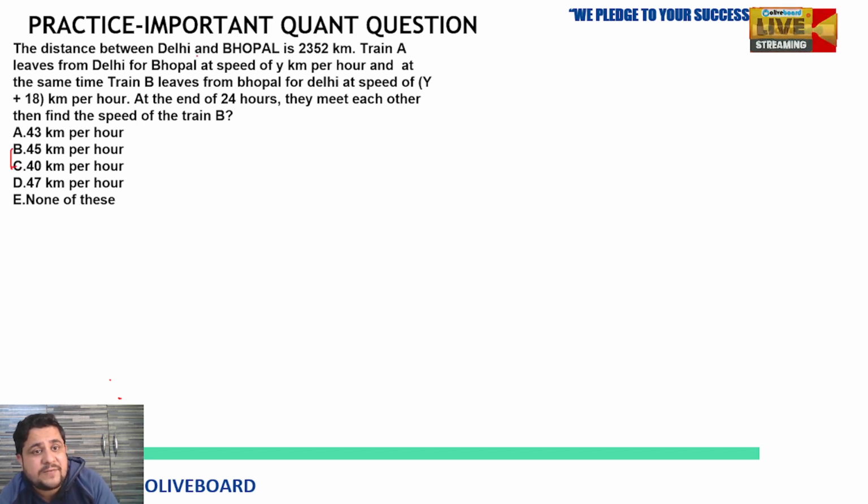The distance between Delhi and Bhopal is 2,352 kilometer.